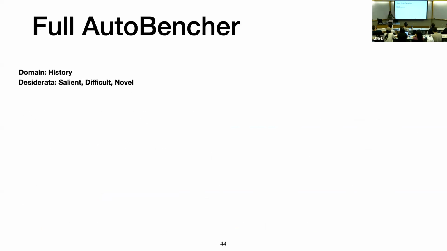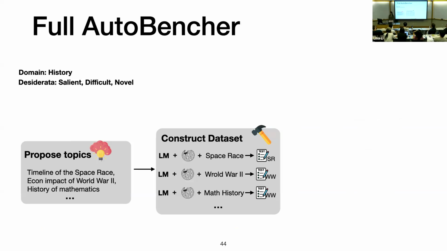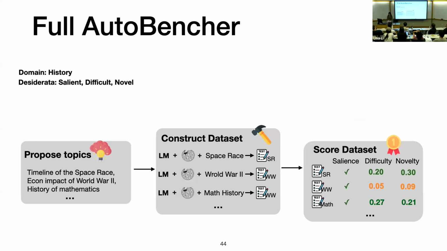So this is the full AutoBencher algorithm. Given a domain such as history, AutoBencher first uses a language model to propose a few topics, such as timeline in space race, economic impact of World War II, etc. And then conditioned on each description, it will use a language model with privileged information to generate a data set. And then we evaluate the test taker models on these data sets to compute their respective scores for each desiderata.